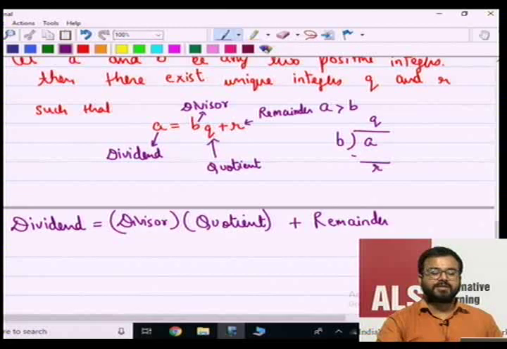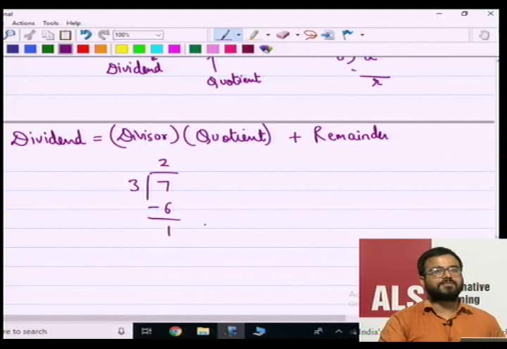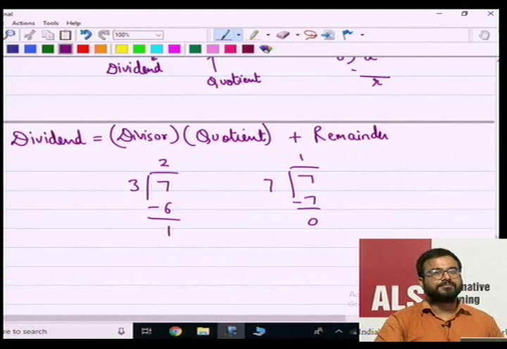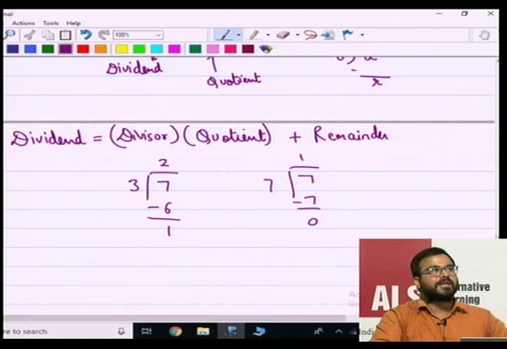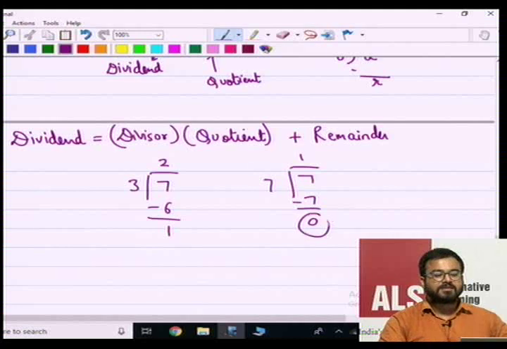When we are dividing something, let's say if you are dividing 7 by 3, you will get 3 times 2 which is 6, so the remainder is 1. If you are dividing 7 by 7, then 7 times 1 which is 7, remainder is 0. Is it possible that you may get a negative remainder? Negative remainder is not possible. It means the minimum value of the remainder is going to be 0.